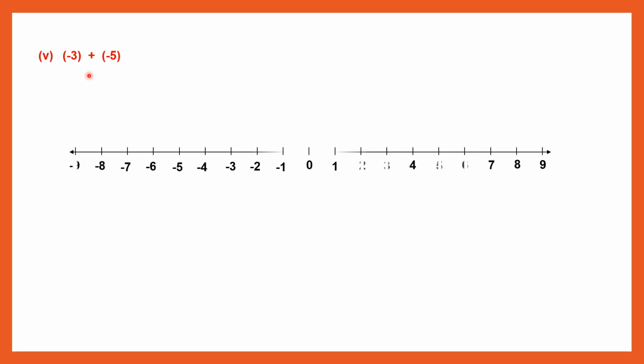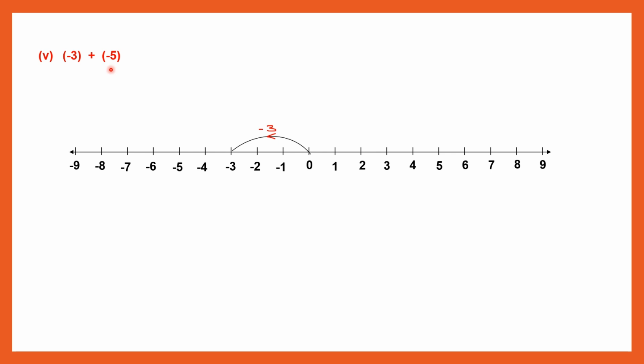Question 5. Negative 3 plus negative 5. So we have our number line drawn here. Now first we need to go to negative 3 from 0, and negative 3 is here. So let's draw a curve, and we have moved to the left, and that is negative 3. Now let's look at the next integer. Now this is still addition.